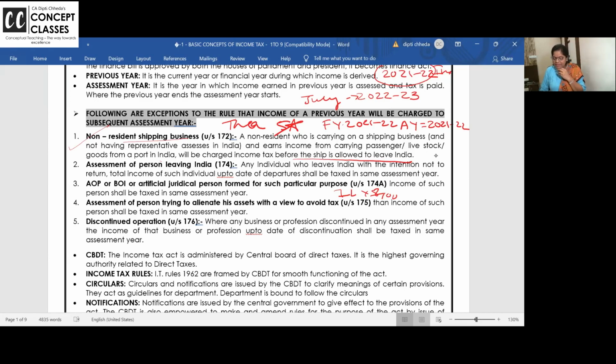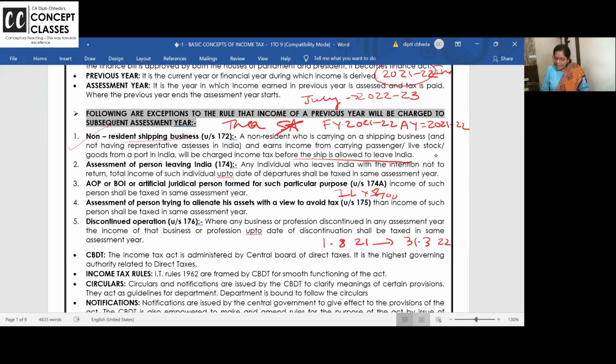Assessment of a person leaving India. A person is leaving India on 1st of August 21, permanently, never to return back to India. Can we say, yeah, go, after 31st March 22, you should come to India to pay tax? It's very impractical. So if a person is leaving India on 1st August with passport and visa, can we ask him to get a tax clearance certificate before we allow him to board the plane?